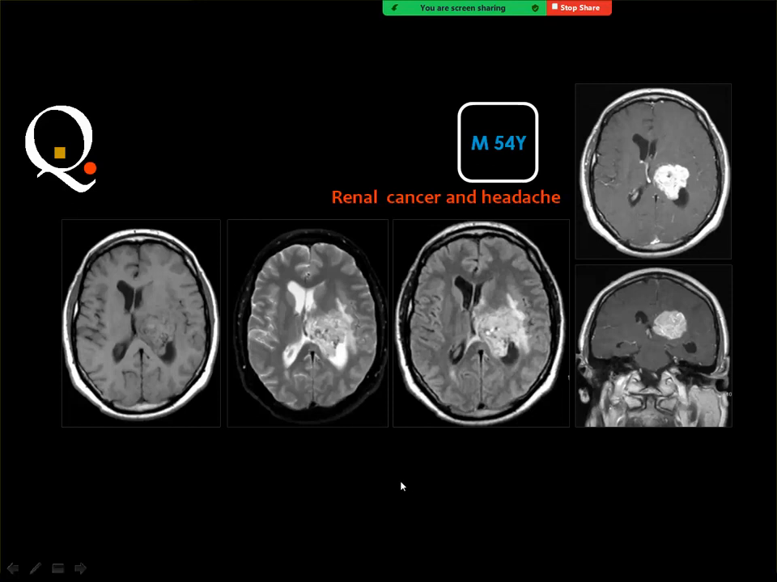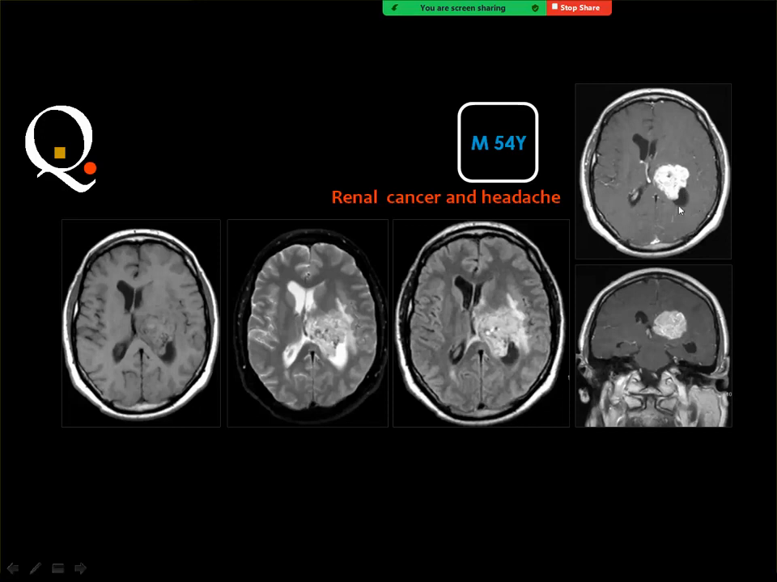choroid plexus papilloma. Then you think of a meningioma. Then you may diagnose that this is a metastatic deposit to the choroid plexus, and you may think that this is an intraventricular meningioma with metastasis inside.